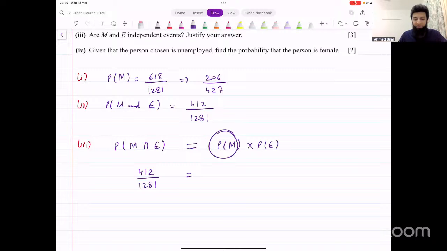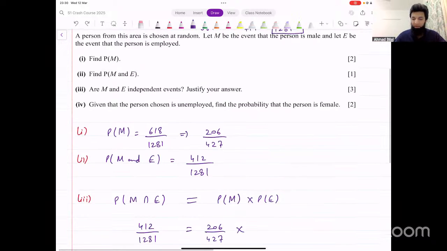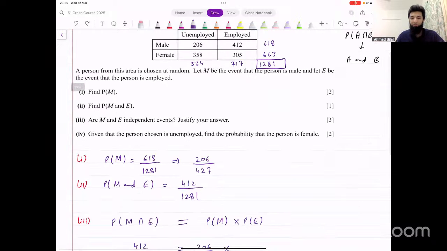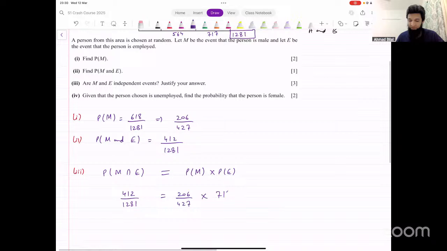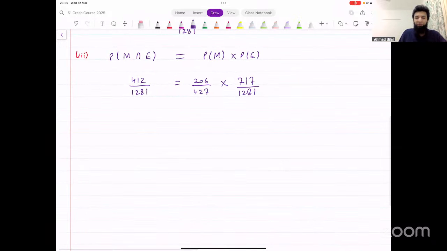The probability of M we found in the first part: 206 over 427, times the probability of E, the probability of a randomly chosen person being employed. Let's calculate that. The total number of employed people is 717. Divide that by 1281. That's 717 divided by 1281. Now you have to figure out whether these two numbers are equal or not.